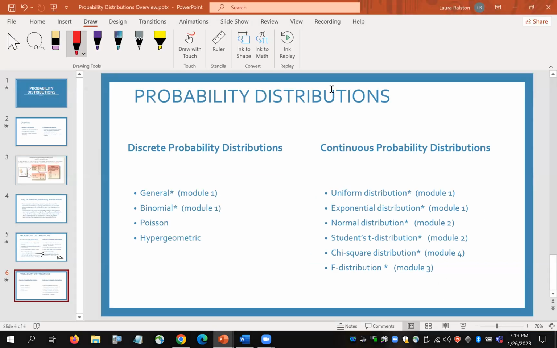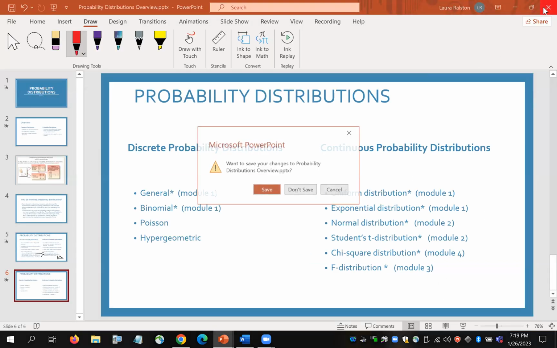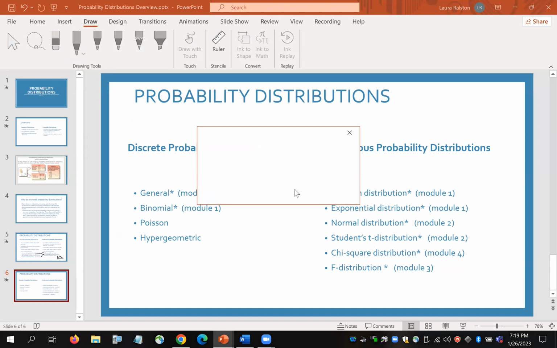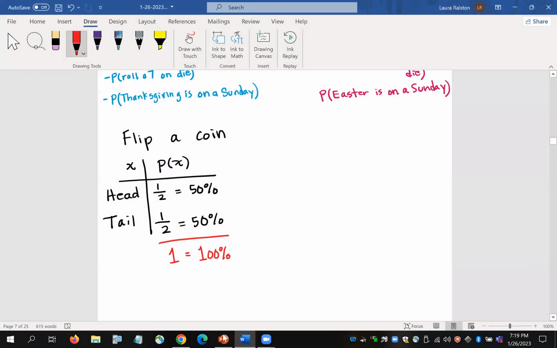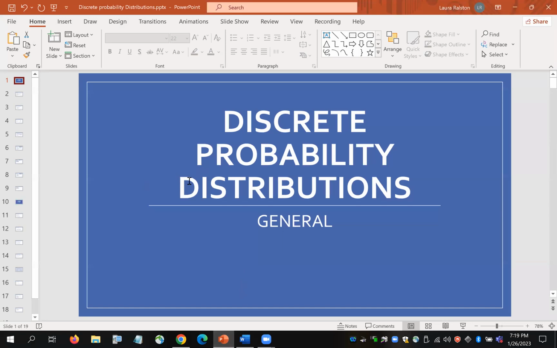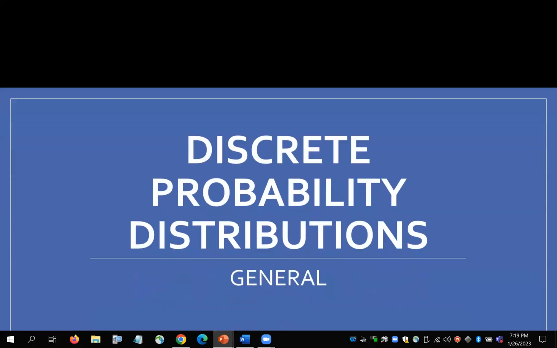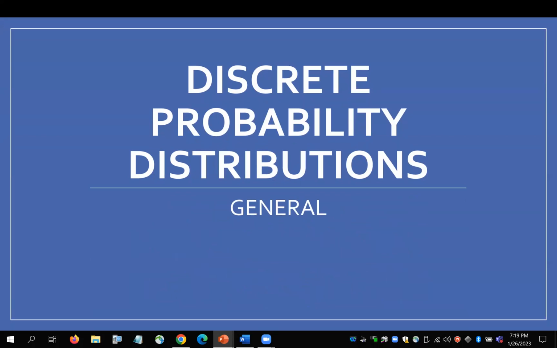Okay, so we're going to shift our focus now to discrete probability distributions, and specifically to the general, the generic, one size fits all discrete probability distributions. Any questions before I do that?